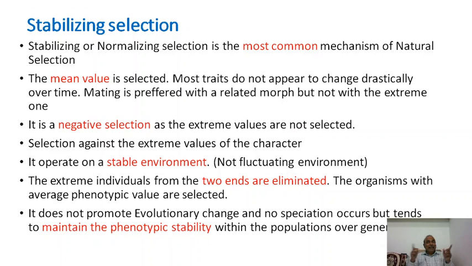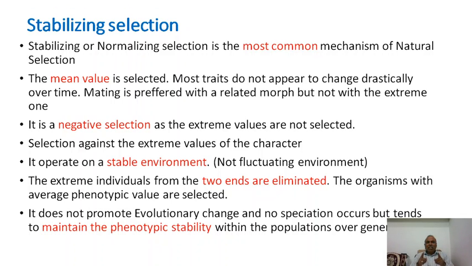Okay, selection against extreme values occurs. It operates in a stable environment. That's a very, very important thing. Stabilizing selection operates only in a stable environment, not a fluctuating environment. Extreme individuals from the two ends, the low value individuals and the highest value individuals, are simply eliminated. Only the average individuals will be selected, and this is the way in which average phenotype values are selected.